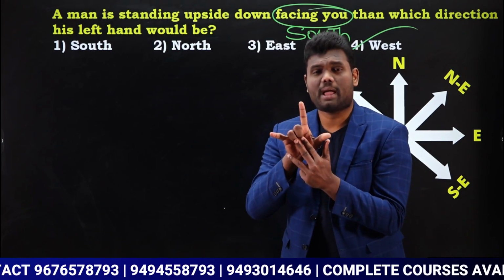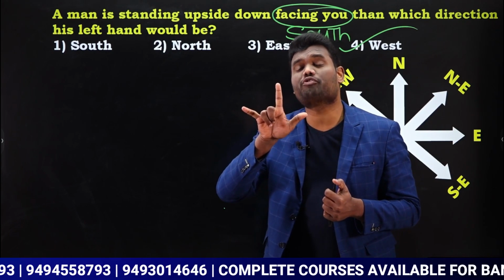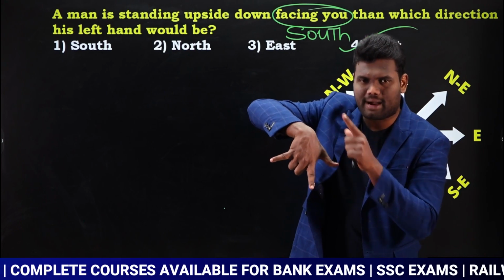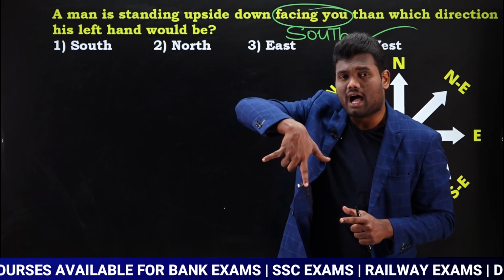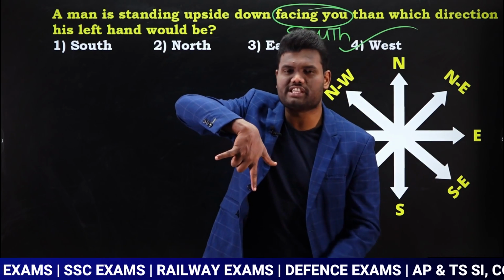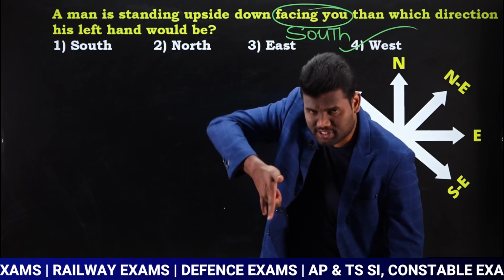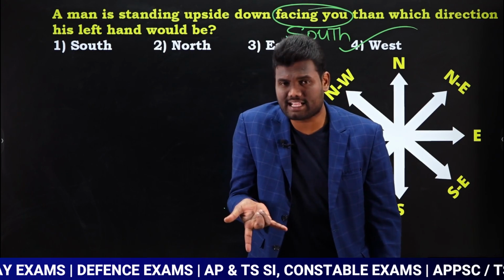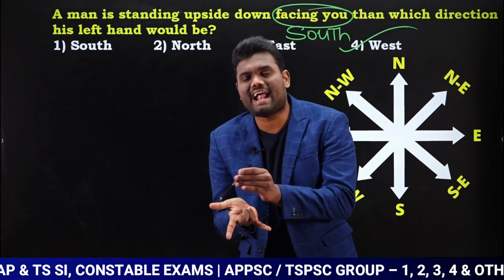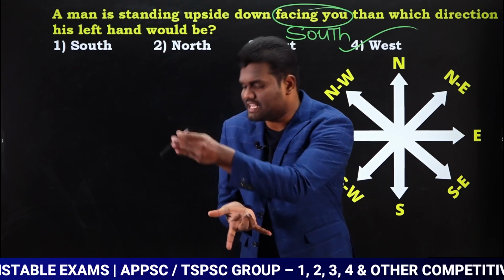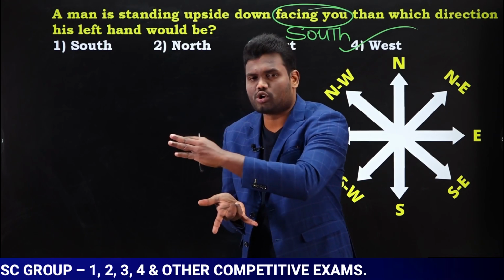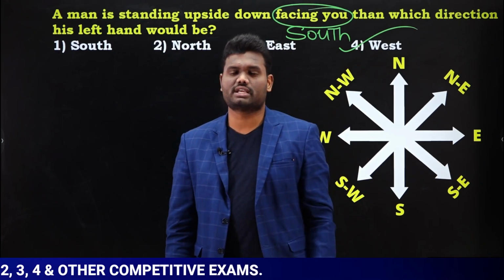But as per the question, the person is standing upside down facing you. Upside down means the head should go down, the legs should come up, and the person is standing upside down facing you. But if you observe, the person is not facing you. As the person is not facing you, the person should turn in this way to face you. Yes. Now if the person is going to turn in this way, our question is, the person's left hand is facing towards which direction? The person's left hand is facing towards the west direction. Yes or no? Now we can say the answer for this question is west.